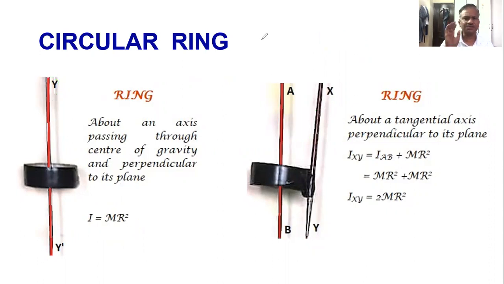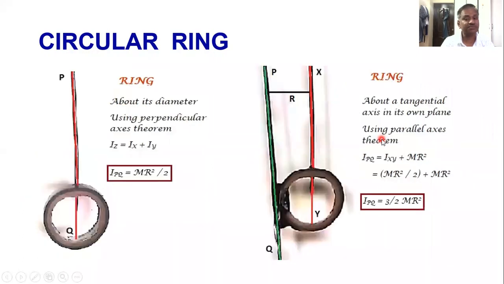2mr square. This is one case, two cases. Next one is... but remember, students, here tangent is... that is many times it creates confusion about a tangential axis perpendicular to its plane. That is more important.